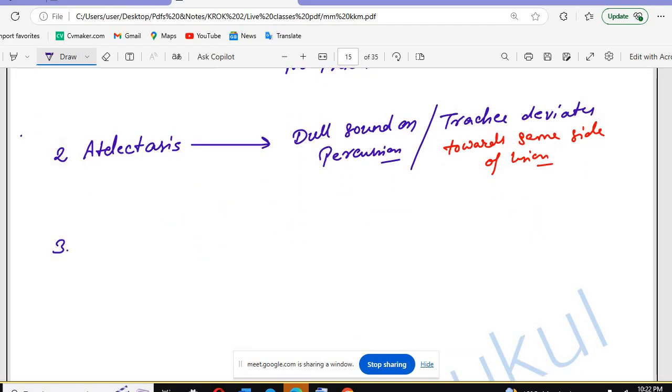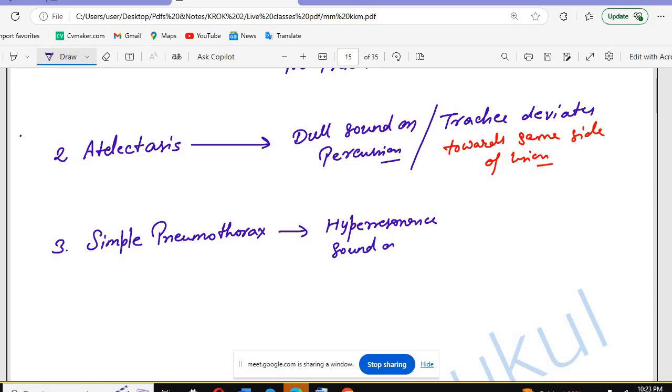The third one we will be having is the simple pneumothorax. In simple pneumothorax, what are you going to see? Hyper resonance sound on percussion, and there will be no tracheal deviation.